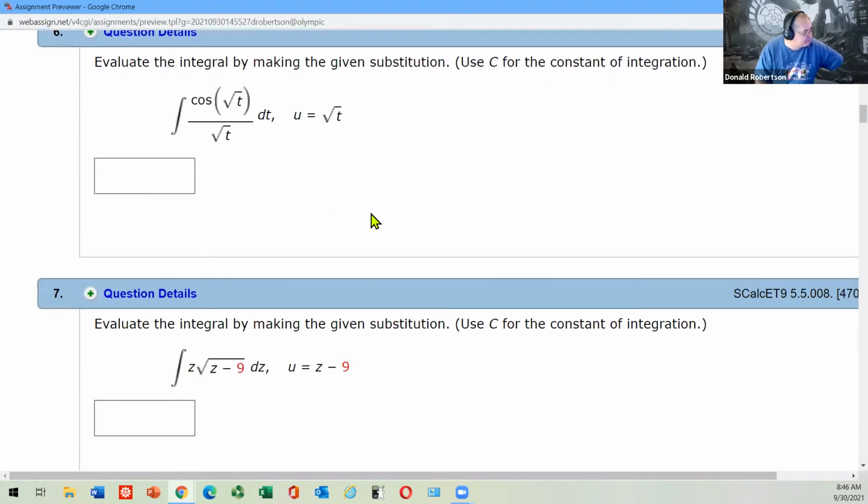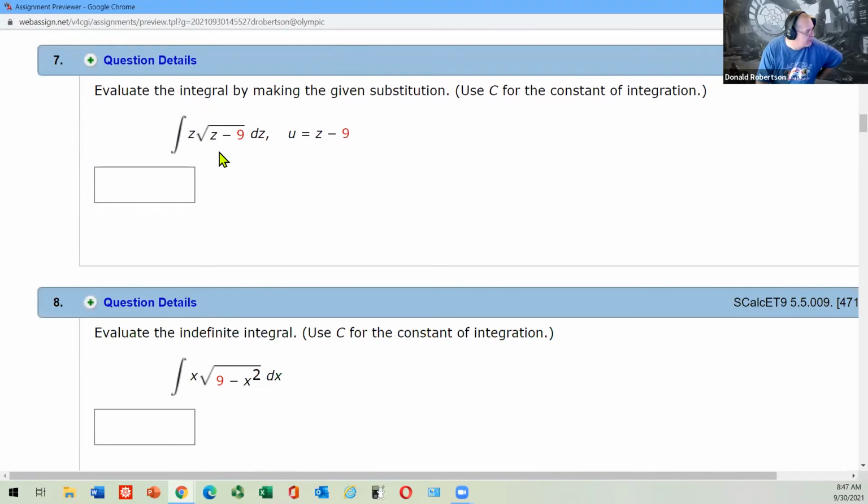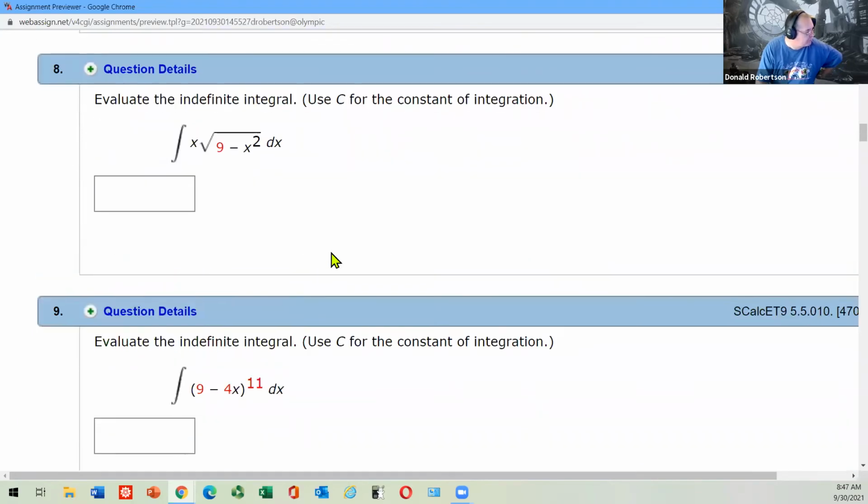Now, I guess that one qualifies under a lot of reasons. Isn't it the ugly guy inside the cosine? So square root of t would have been the U sub there, inside the square root. Okay, here's the first guy that we actually have to pick a U sub for. What is the U sub in question 8?